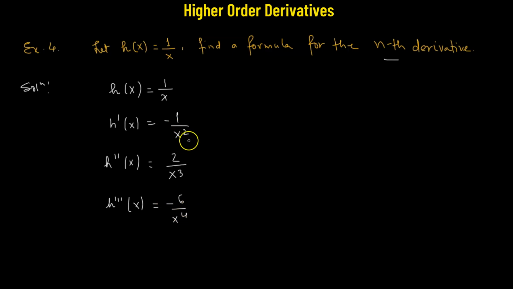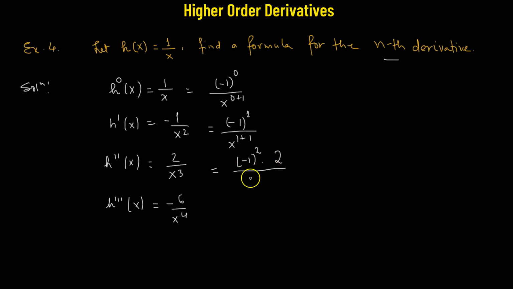So here we can immediately see a trend is being followed. So let's say when we take the 0th derivative, so this is negative 1 raised to the power of 0, which is simply 1, divided by x raised to the power of 0 plus 1. We're just rewriting everything. Then we have the first derivative, so this is negative 1. We're simply writing negative 1 as negative 1 raised to the power of 1, means the same thing. And x squared will be 1 plus 1, so we have negative 1 raised to the power of 2, since we have a positive value, times 2 divided by x raised to the power of 2 plus 1.